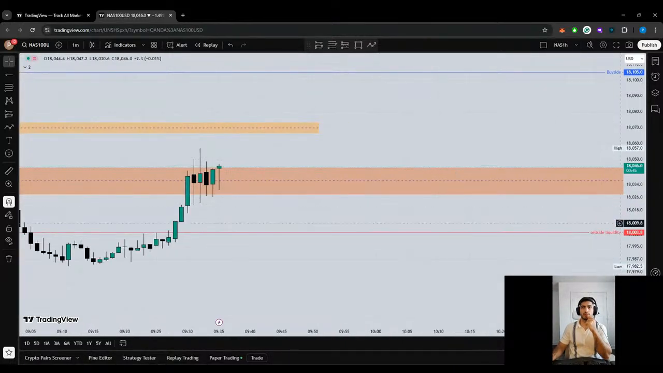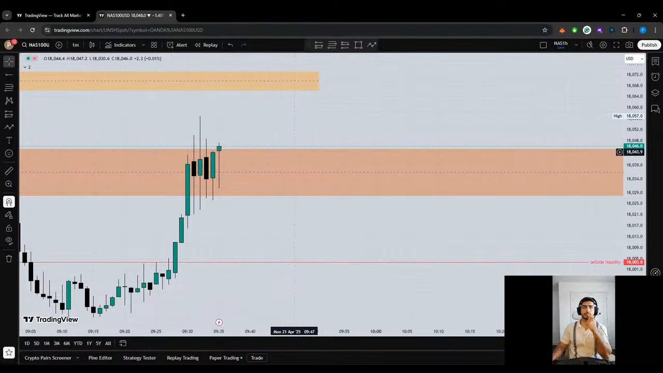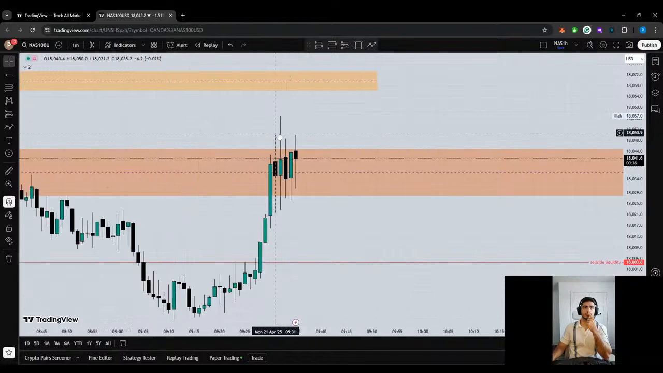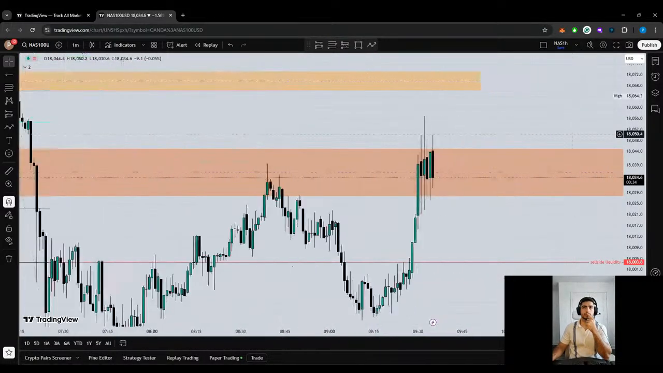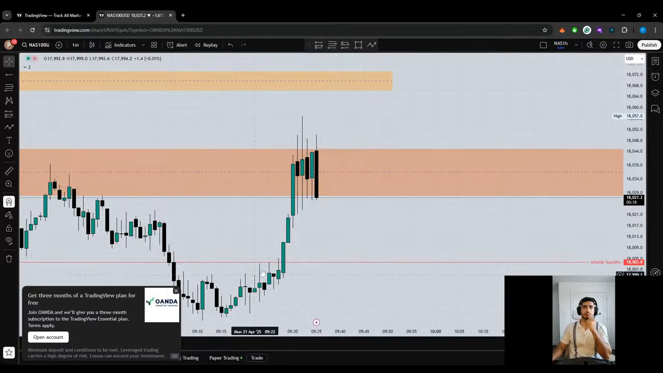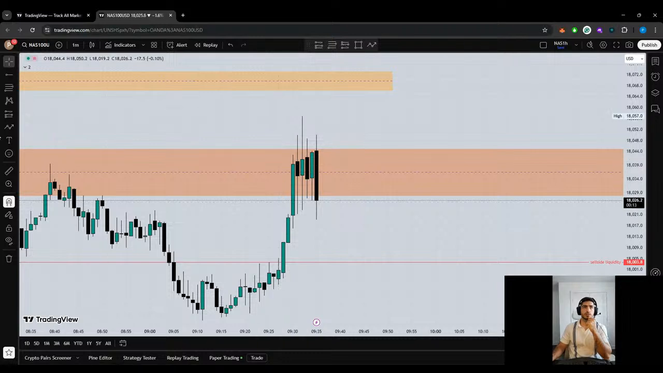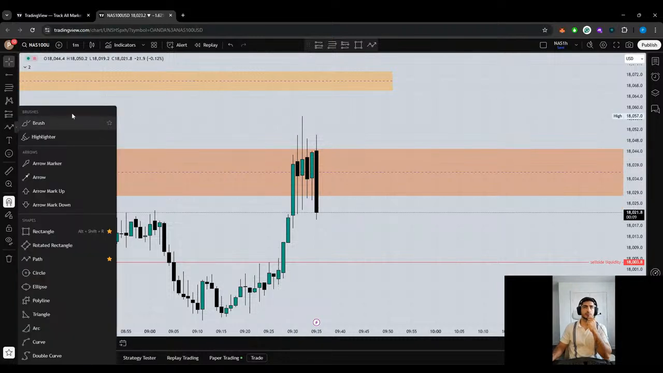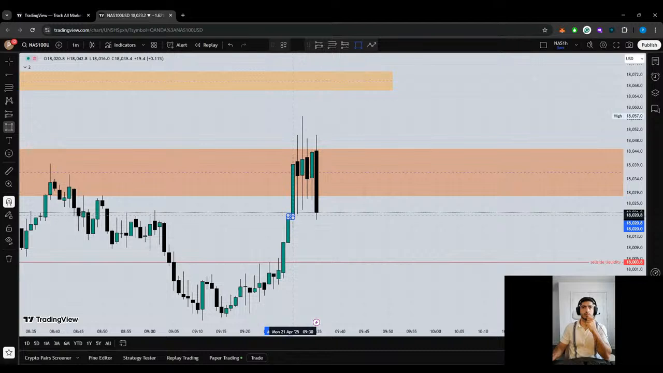Body stayed within. Let's see if it closes below again. Yep. First zone of interest over here. Tapped right into. So let's do a little. There you go.